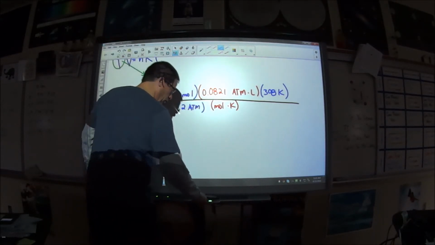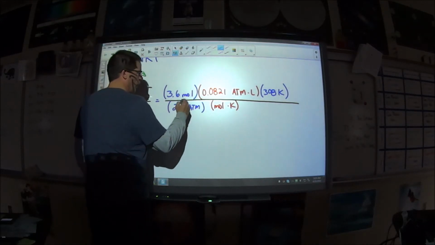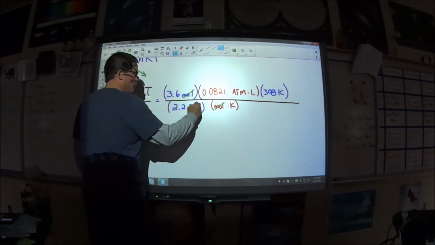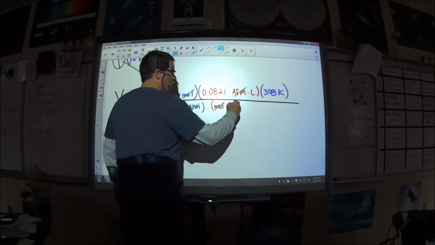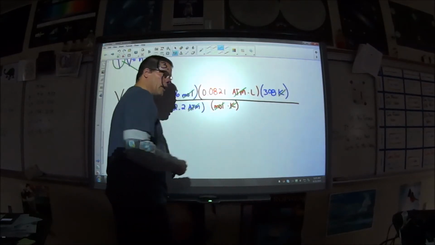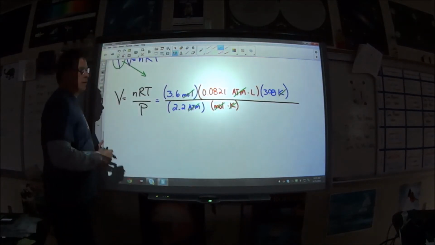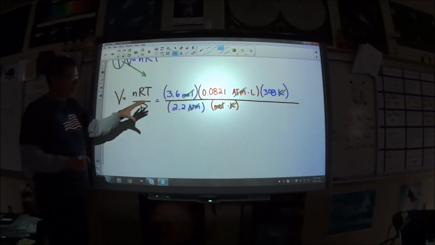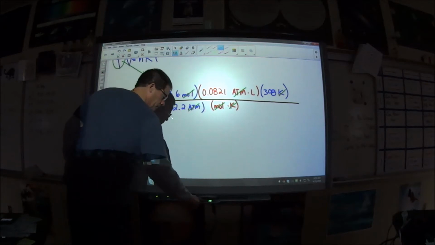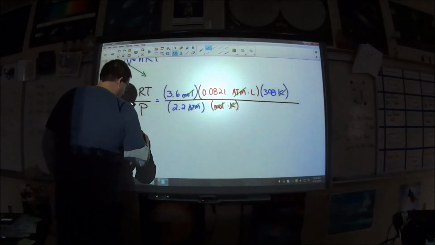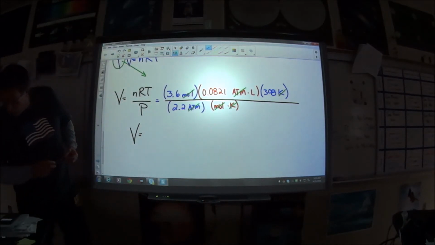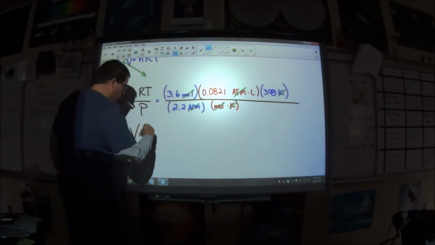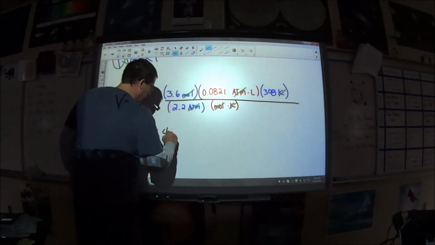Okay, so let's cancel out like terms. So moles can go away, atmospheres can go away, Kelvin can go away, and we're left with liters, which is our volume. But the question wants it in milliliters, but we can't change it yet until we get our volume value here. So when I type all this in on the calculator, I get 41.4, and that is in liters.